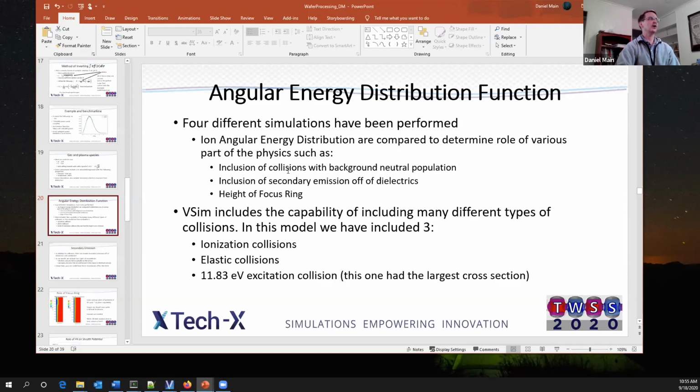And I'll be comparing the ion angular energy distribution with different focus ring heights, with the presence of secondary electrons, and also collisional processes. So I sort of did some case studies. And then these are the collisions I included. I included ionization, elastic, and I included one excitation collision, the one with the largest cross-section.